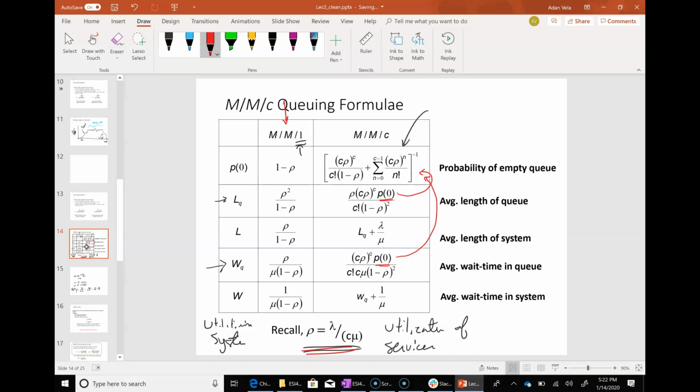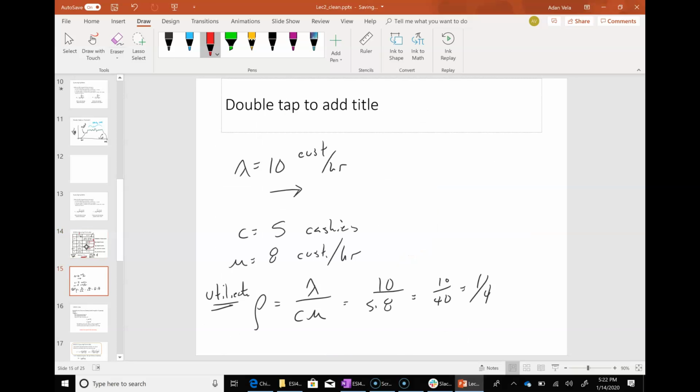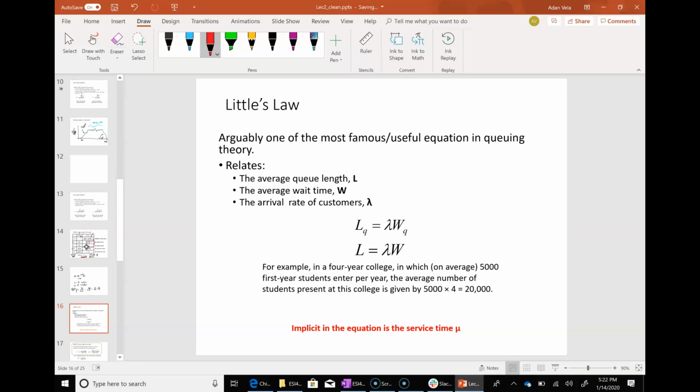Let's say I gave you LQ and lambda, and I said, I want you to calculate WQ. Well, one thing you could do is calculate this figure of the equation right there. The other thing that you could do is just use Little's Law. You could say, hey, you gave me LQ and lambda. I could just solve for it by taking LQ and dividing it by lambda. It's awesome.